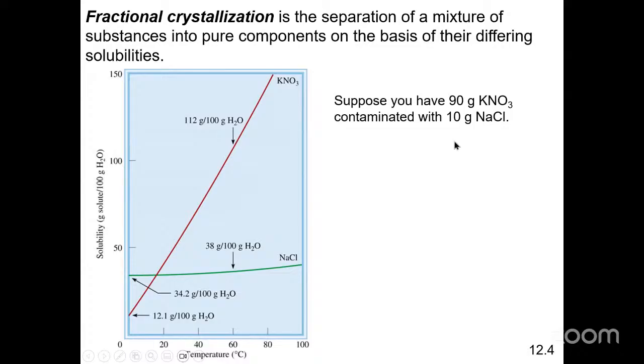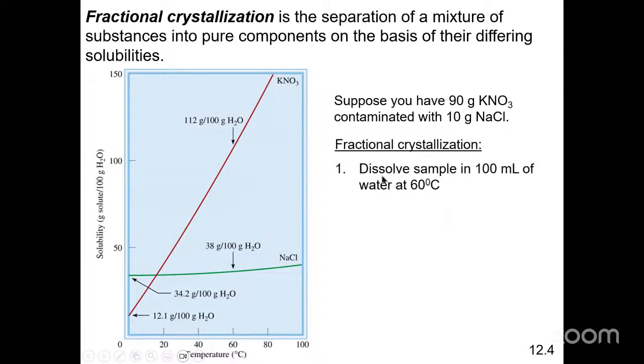So what you do in this particular case is add this mixture to water at a temperature where both of the substances are soluble, right? So the first step is that you dissolve the sample in 100 mL of water. Basically, at 60 degrees, that's the temperature where you have a high solubility of both the potassium nitrate and the sodium chloride, right?